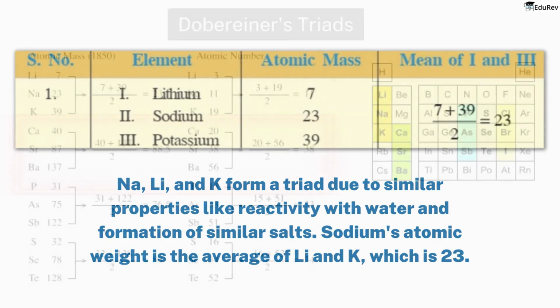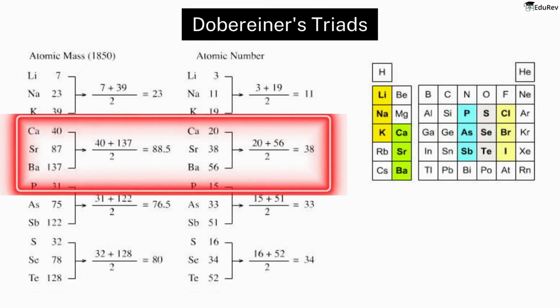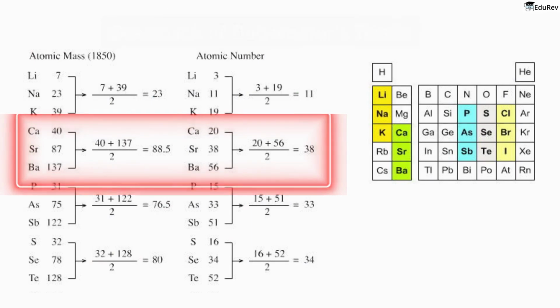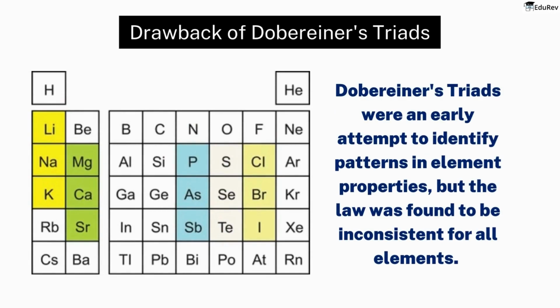Similarly, calcium, strontium, and barium belong to another triad because they have similar chemical properties and atomic weights that follow the same pattern. However, Dobereiner's triads were not successful for every element. Later, it was discovered that this law was not true for all elements.